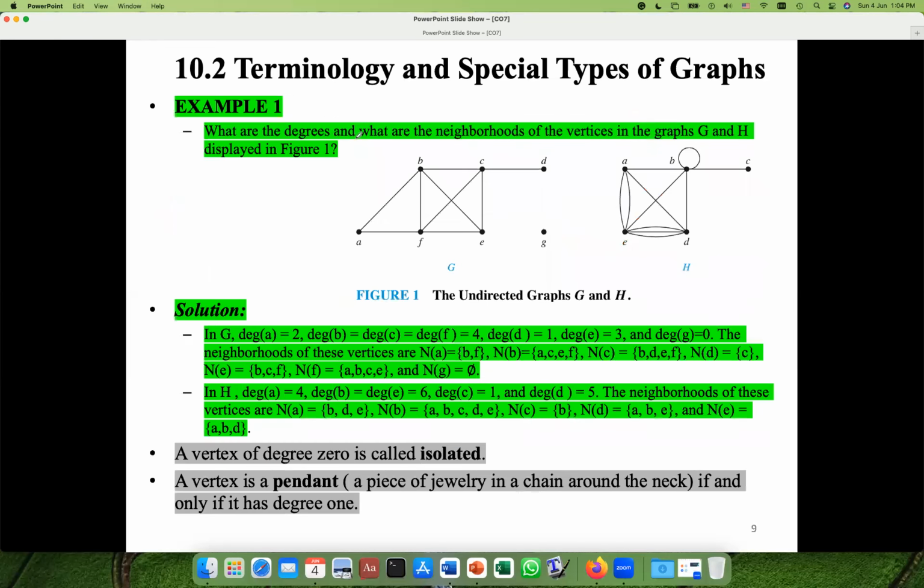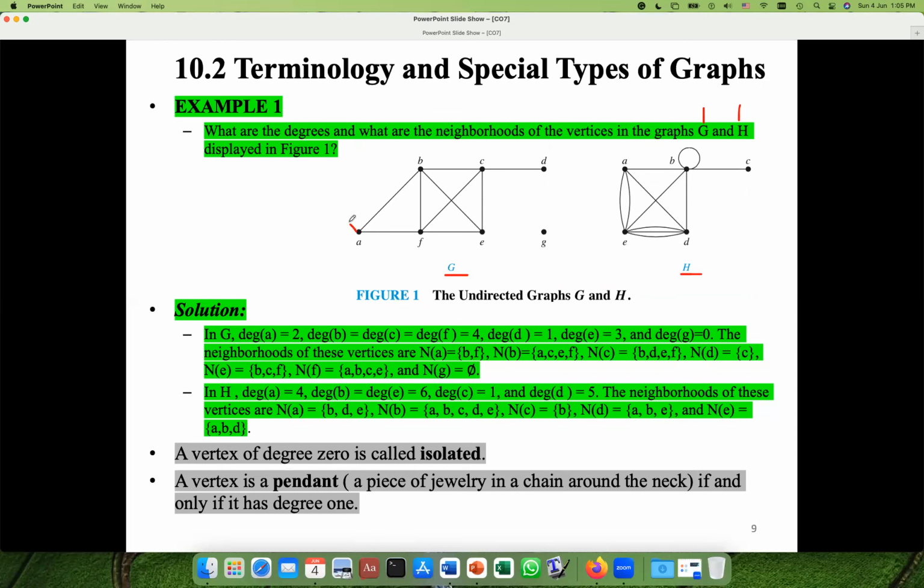For example, what are the degrees and what are the neighborhoods of the vertices in the graph G and H here? This is G, this is H. You have to give the number of degrees of each vertex. You have to count the number of degrees, and then you have to give the neighborhood also. This is easy. So this is an undirected graph. There is no direction here. First, you have to focus also whether the direction is there or not. So there is no direction, undirected graph. So what is the degree? Just count the edges.